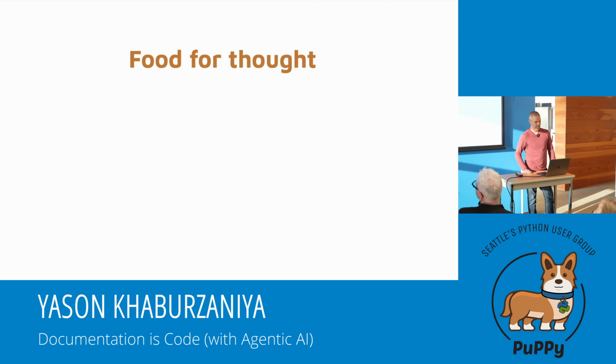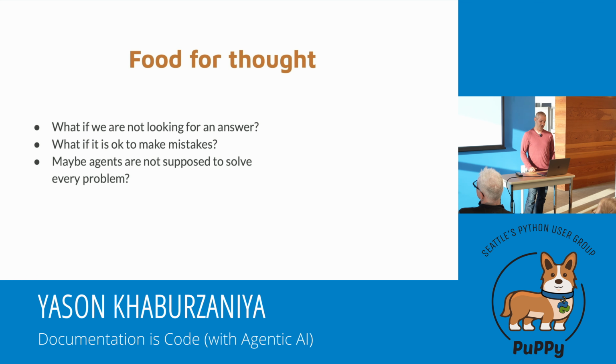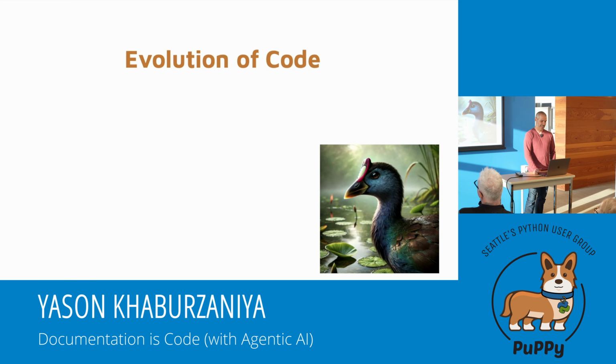So a lot of this presentation is actually provoking you to think differently about the place of agents in our world. So what if we're not looking for an answer? And I can talk about this for about 10 minutes, but I won't. What if it's okay to make mistakes? I know a therapist who can talk about this for hours, and maybe agents are not supposed to solve every problem.